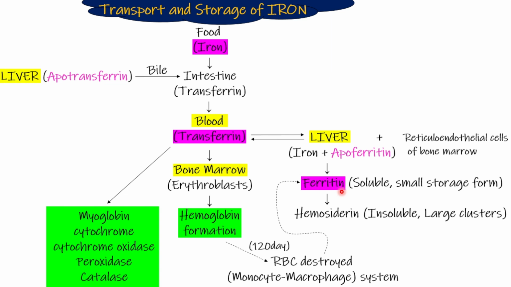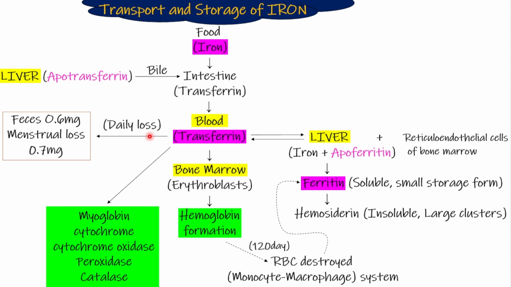Okay, so we have discussed all these things, but just one thing is left regarding iron, which is how iron is excreted out of the body. There is a daily loss of 0.6 mg of iron through feces. And in menstruating females, the daily loss of iron during menstruation is 0.7 milligrams. So during menstruation, the combined loss of iron becomes 0.7 plus 0.6, which is 1.3 mg.